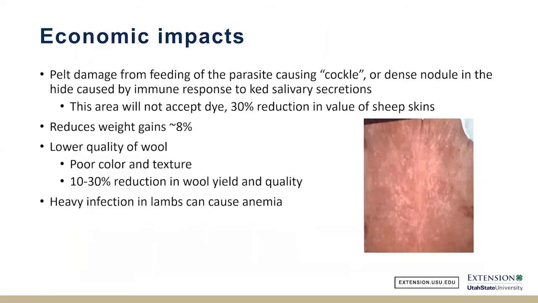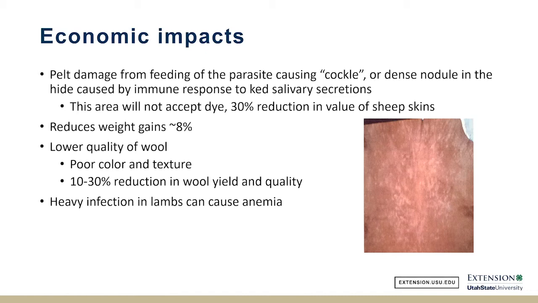So some of the impacts that can happen, and why it's important to really take hold of this situation and treat our animals, is because there are economic losses due to sheep Keds. One of the biggest things is pelt damage from that parasite feeding on the animal, and it causes areas on the hide that won't take dye appropriately. So in this picture on the screen, we see a tanned sheep hide, and you can see the areas where the sheep Keds were feeding and how it did not take the dye.